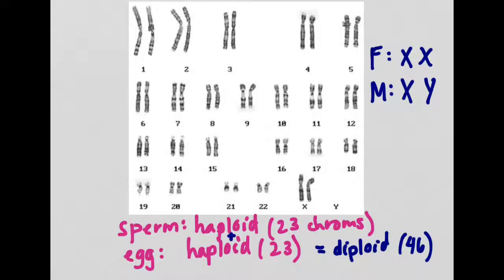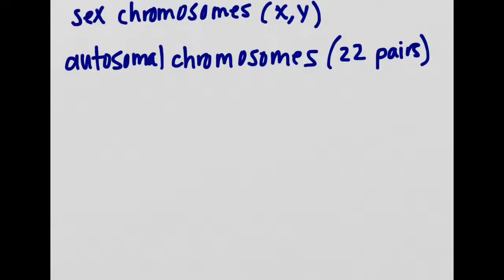Just really quickly, differences between X and Y chromosomes. An X chromosome will have about 1,200 genes on it, and the Y chromosome is much smaller. In a Y chromosome, we only have about 140 genes. Most of those genes are related to male sex determination and also to sperm production. But getting back to the overall picture here, all of the chromosomes besides the X and the Y, so the other 22 pairs, are what we call autosomal chromosomes. Those are the remaining 44 chromosomes.